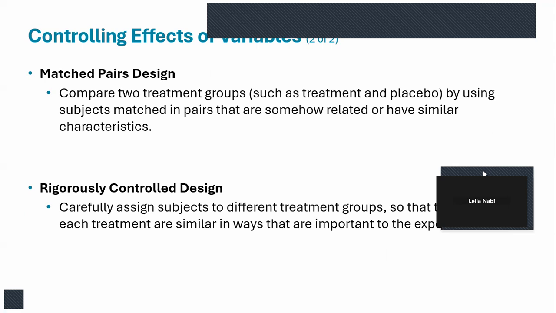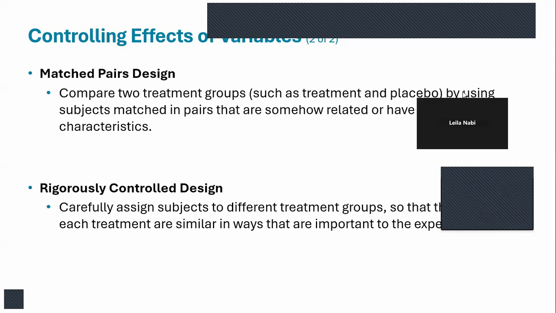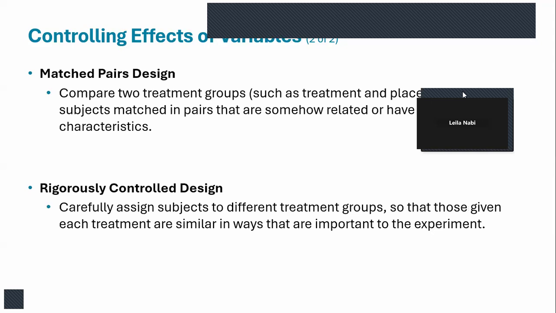Another method is called the matched pair design. Matched pair design means comparing the treatment and the placebo groups by using subjects that are matched in pairs, or are somehow related to each other, or have similar characteristics. And the next method is a rigorously controlled design, which means the researcher must carefully assign subjects to different treatment groups or placebo groups. And they put the people in a way that is more important to the experiment.